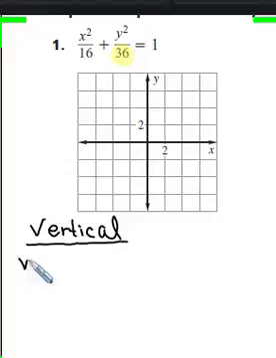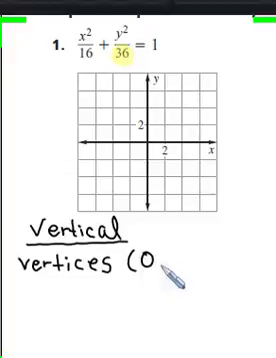So I want to find my vertices. Vertices are always on the major axis, and since this is vertical, we know that our major axis is the y-axis. So we know we're going to have 0, plus and minus a. The a squared is 36. So if a squared is 36, we would take the square root, and that would give us plus and minus 6.